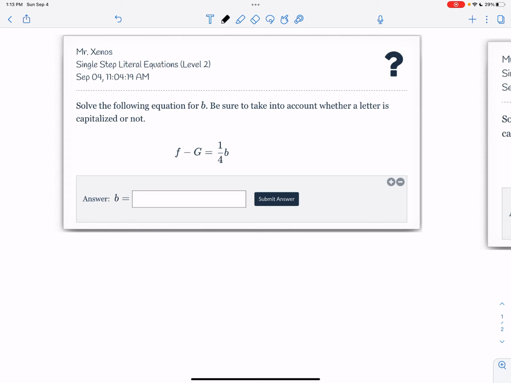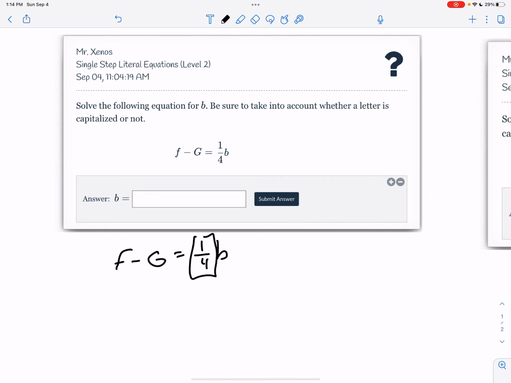Okay, well, let's look at this. I want to solve for b. That's my goal for this one. Solve the following, and be sure to take into account whether a letter is capitalized or not, because a capital G and a lowercase g in the same equation are different variables. We use those in later math to represent different scaling and different functions. So I have f minus capital G equals 1/4 b. If something's asking for a capital G and you write in the wrong thing, it's not going to count it correct if you put lowercase g in this, because it is not necessarily the same thing. But I am looking for b.